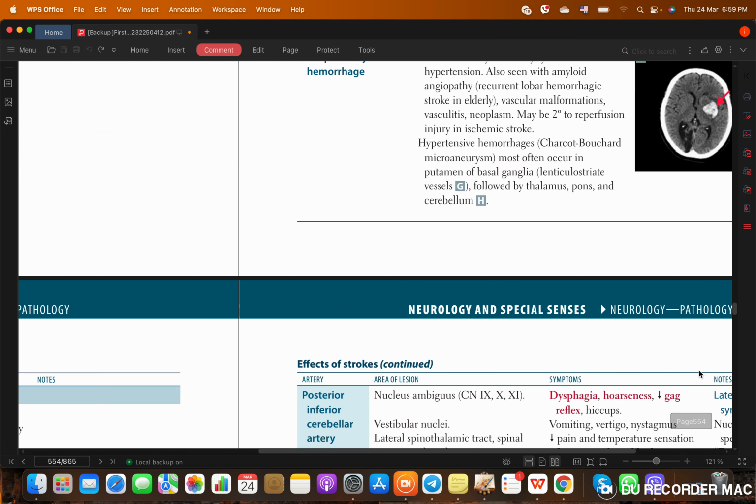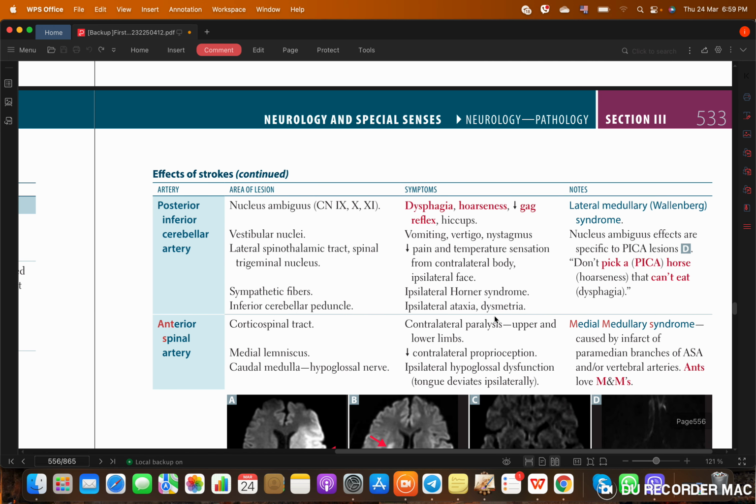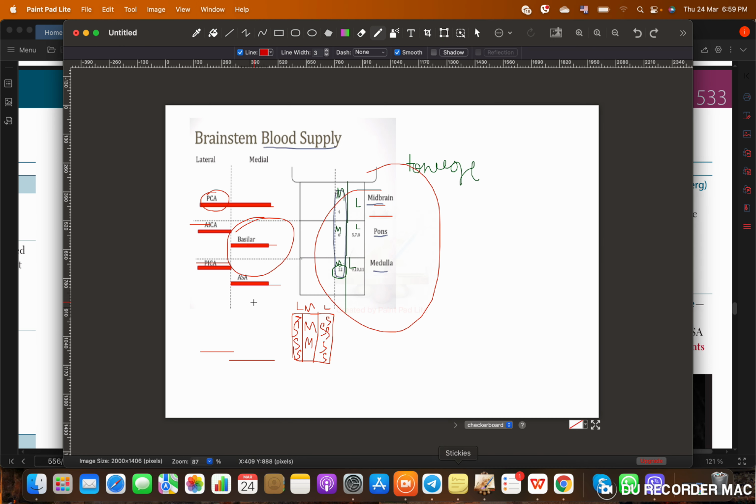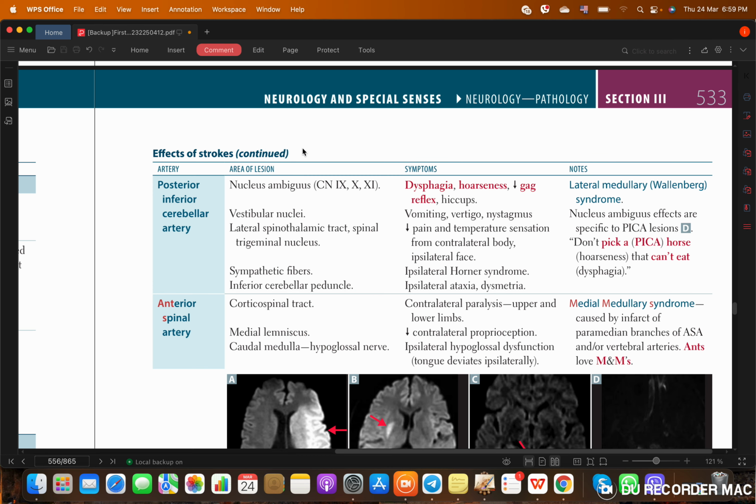Okay. The next thing here we have is the PICA, the posterior inferior cerebellar artery. PICA supplies the nucleus ambiguus, vestibular nerve, lateral spinothalamic tract, spinal trigeminal tract, sympathetic fibers, and inferior cerebellar peduncle. Again, the trick is knowing which cranial nerves are supplied. PICA, let's go to the picture. PICA is here, so that is lateral, so it should be 9, 10, and 11. Okay, so nucleus ambiguus, 9, 10, and 11.